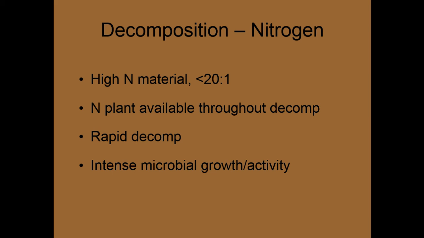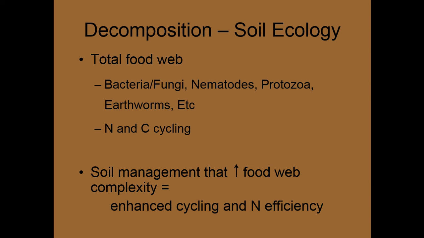High nitrogen materials, less than 20 carbon per 1 nitrogen: nitrogen is plant available throughout the decomposition process. It is a rapid decomposition process full of microbial growth and activity. Part of the total food web, looking at total soil ecology, we have bacteria and fungi active, nematodes, protozoa, earthworms, etc., and nitrogen and carbon cycling.